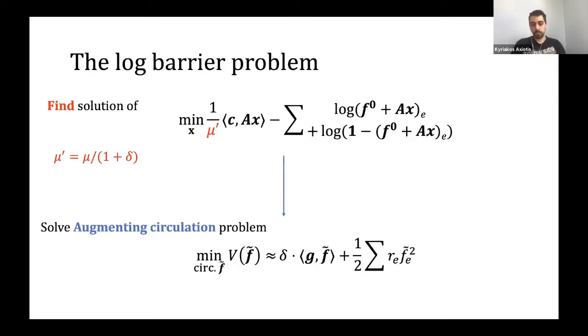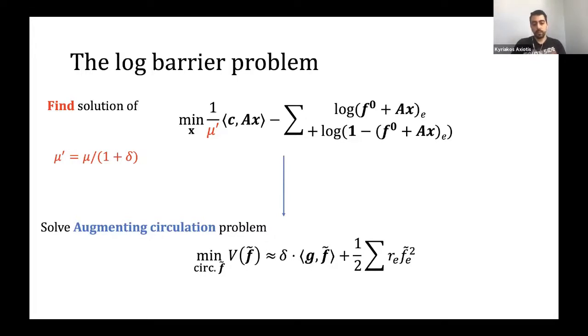Now, more specifically, we can think of this step as computing an augmenting circulation. So in each step, basically, we have some suboptimal flow, and we define an optimization problem, the optimal solution of which will give us the augmenting circulation that we will push on this flow. So in this sense, it is compatible with more traditional combinatorial algorithms.